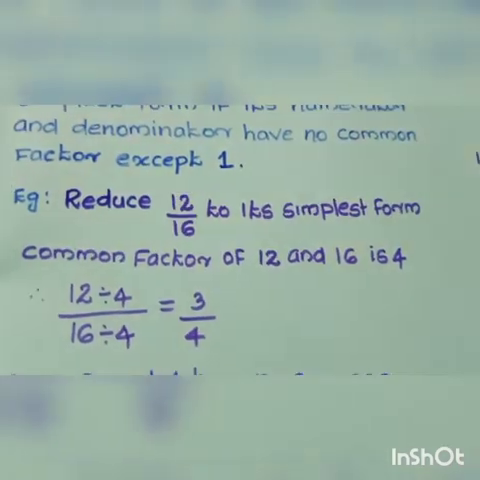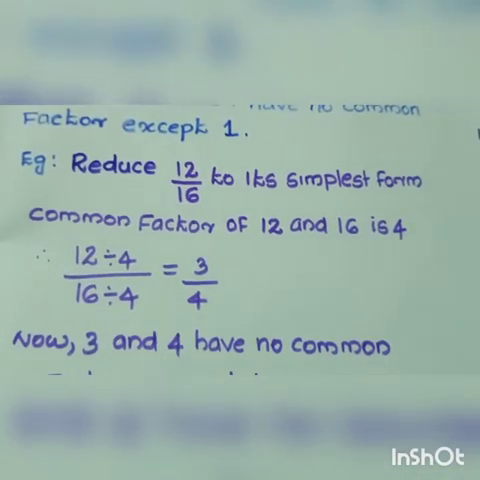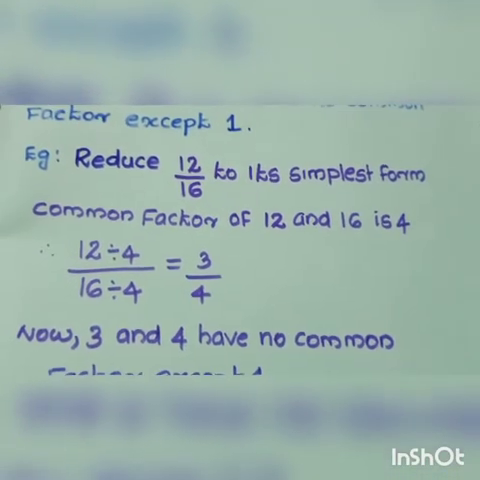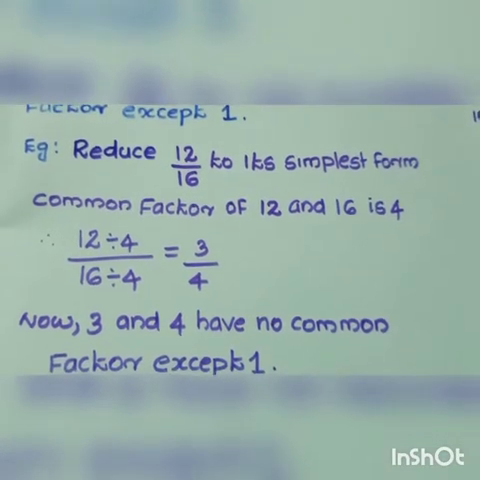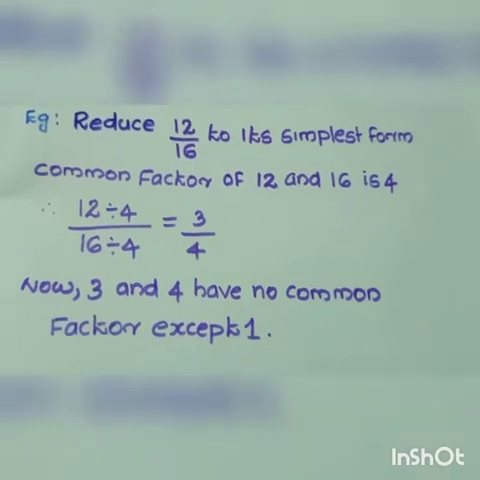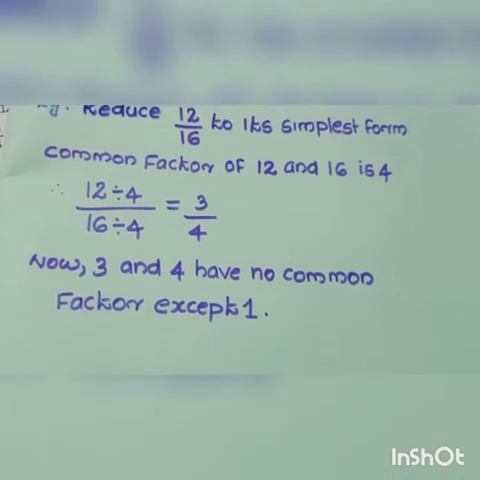Then, the common factor of 12 and 16 is 4. Therefore, 12 divided by 4 by 16 divided by 4 is equal to 3 by 4, since 12 divided by 4 is 3 and 16 divided by 4 is 4. Now, 3 and 4 have no common factor except 1.